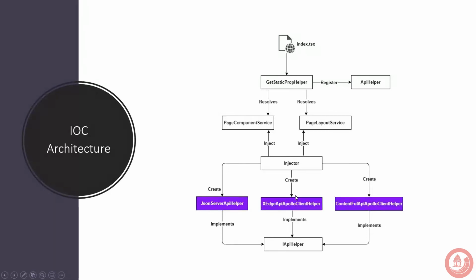So it's a bit complex, but you can actually take a look at the code which is available in GitHub. It's not that complex, but if you look at the code flow, which I'll show you in the next slide, you will be able to understand how this is working. Basically, the idea is you decide what API helper to register based on your choice of CMS. Okay.